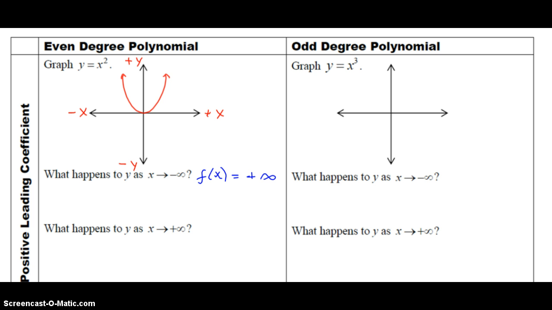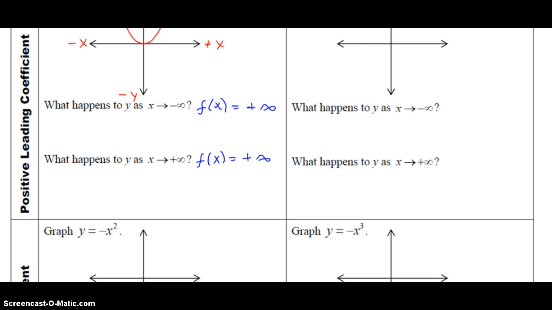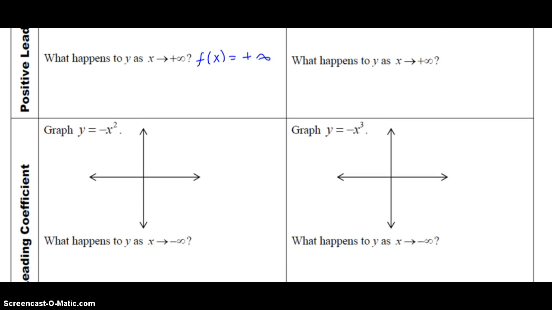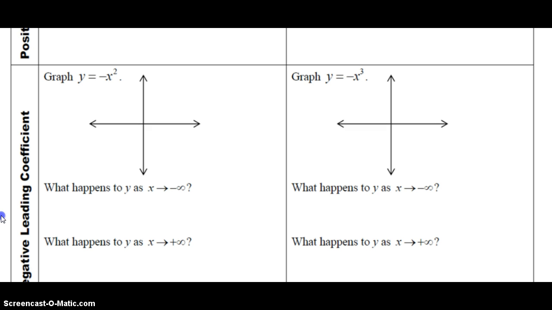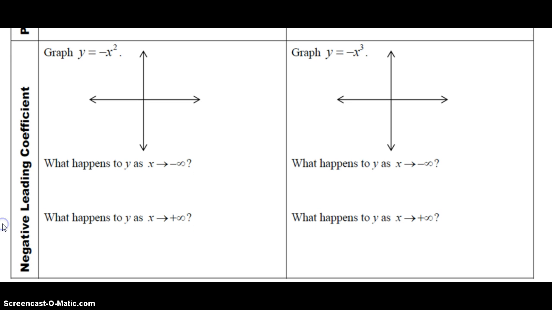Now what happens to y as x goes to positive infinity, or starts at the y-axis and goes to the right? Well, f of x still is going to positive infinity. And this is the behavior that we see when we have a positive leading coefficient. All right, let's take a look at what happens when we have a negative leading coefficient.